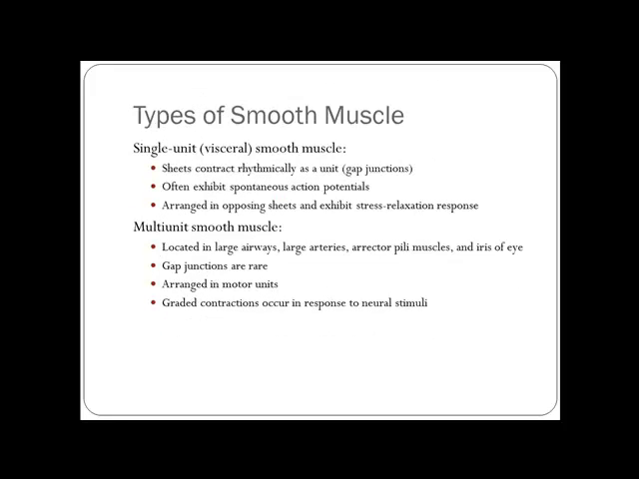With our smooth muscle, there are going to be 2 types: single unit visceral and multi-unit. Single unit visceral will contract rhythmically. It'll have spontaneous contractions, and we'll have these opposing sheets. Multi-unit works with our large airways and our arteries. So it'll be like vasoconstriction and dilation. It'll be just like blocking off an area or opening up an area. And that's it.